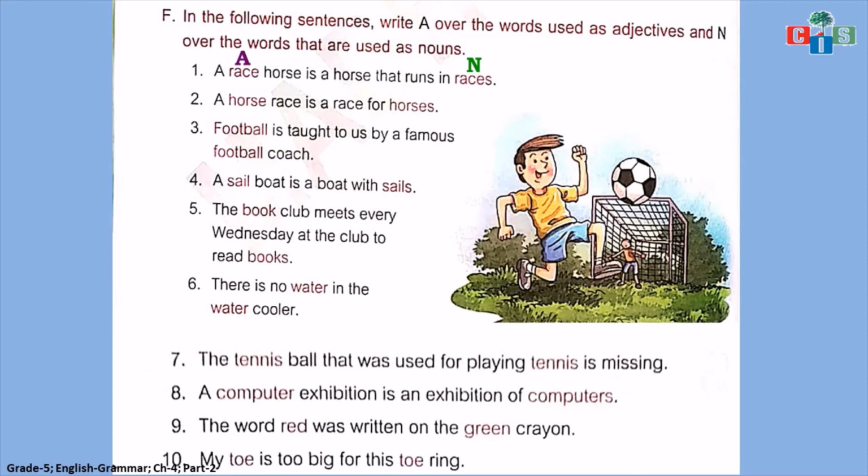Okay, in the second sentence, a horse race is a race for horses. A horse race, same thing which we did in the first sentence. In a horse race, horse is working here as an adjective, because we are talking about race. Race is working as a noun, so horse is working here as an adjective. A horse race is a race for horses. Horses is working here as a noun. It's a little bit confusing, but you can do it, I know. You have to see and read all the sentences very carefully.